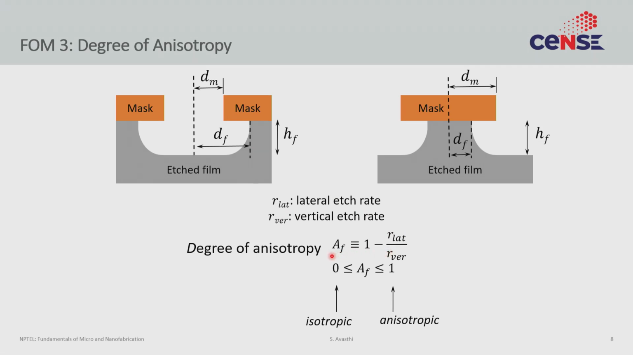So, you calculate a parameter called AF, which is equal to 1 minus the lateral etch rate divided by the vertical etch rate. Now, if the solution is exactly isotropic, then the lateral etch rate would be equal to the vertical etch rate and the value of AF would be 0. So, 0 degree of anisotropy means the etch is exactly isotropic. If on the other extreme case your lateral etch rate is 0, then the value of this parameter AF is 1, which is the case of a completely anisotropic etch. The real world, which is in the middle of this 0 and 1, tells you how anisotropic your etch really is.